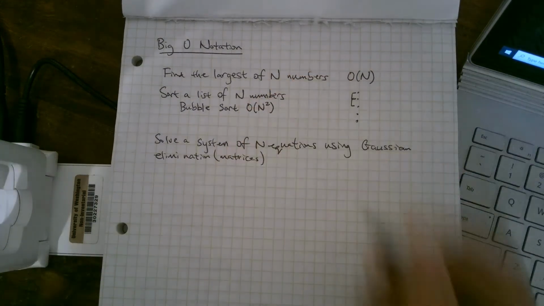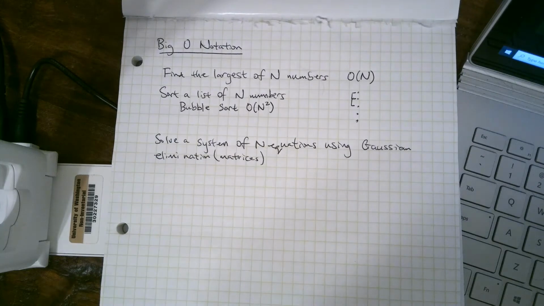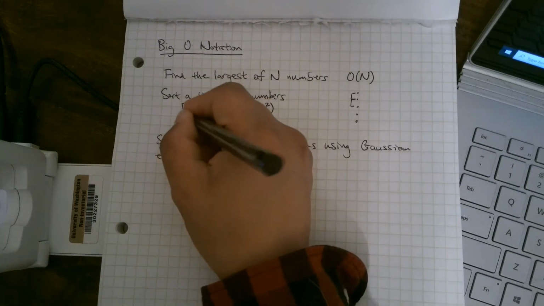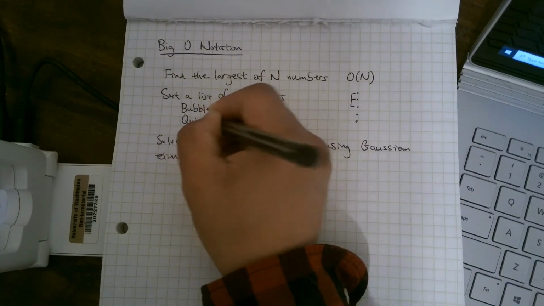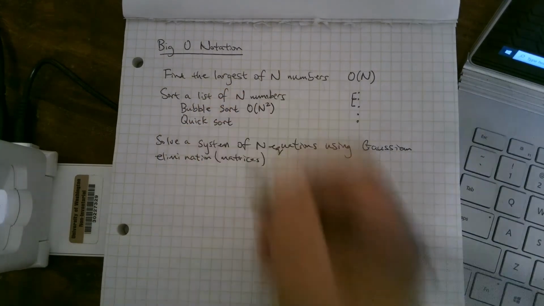You're basically going through the list n times, and each time you're checking n things. It's really more like n choose 2, because you stop a little bit earlier every time, but we don't care so much in big O notation. It can be imprecise, so we just say O of n squared. Whereas there's a better algorithm, which I'm not going to explain, called quicksort.